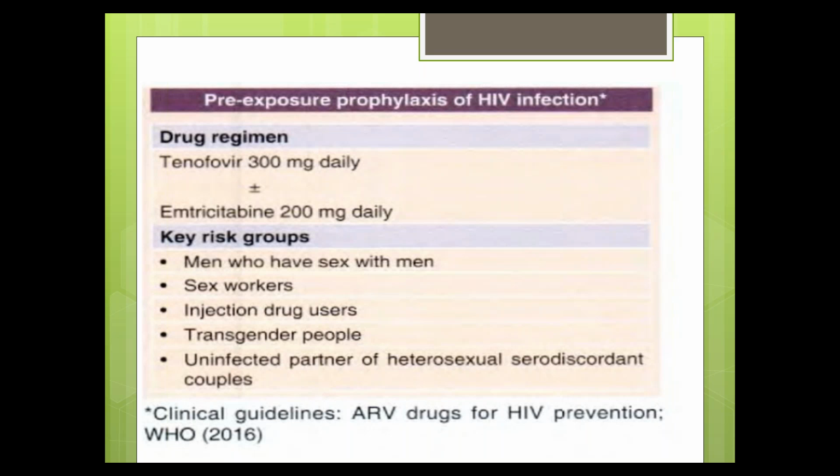Serodiscordant means there is a couple, heterosexual, and one person is positive and the other person is not. If they have sexual intercourse, there is a chance of the uninfected partner getting infected. So to prevent that, for pre-exposure prophylaxis, they can take tenofovir 300 mg daily, plus or minus emtricitabine 200 mg daily. This is according to the WHO 2016 guidelines.